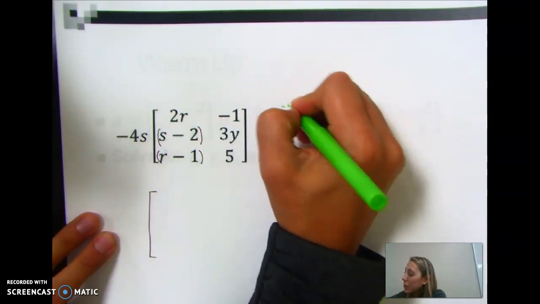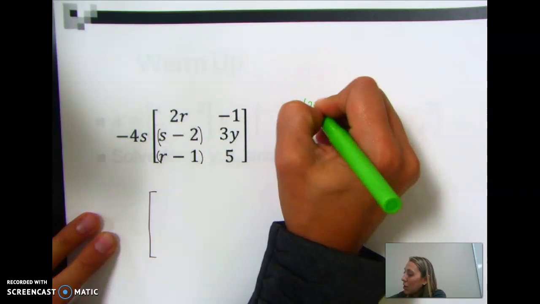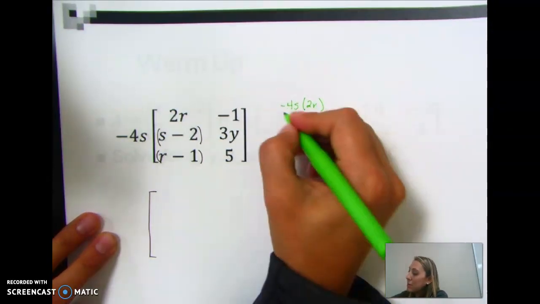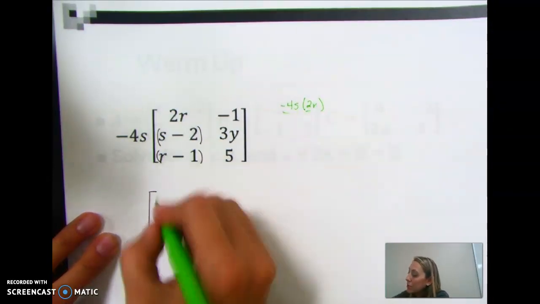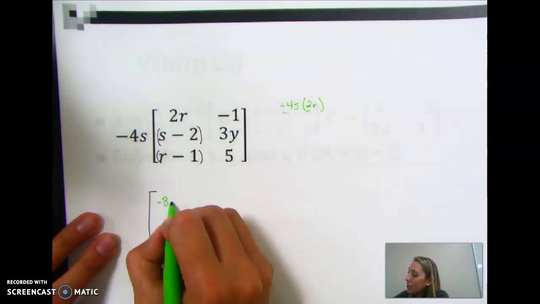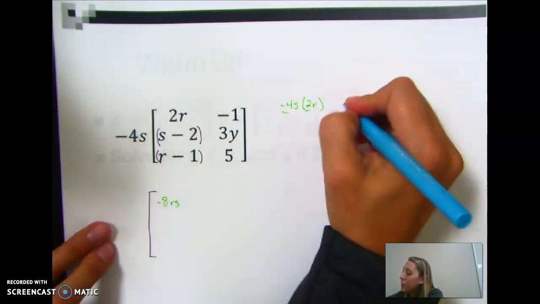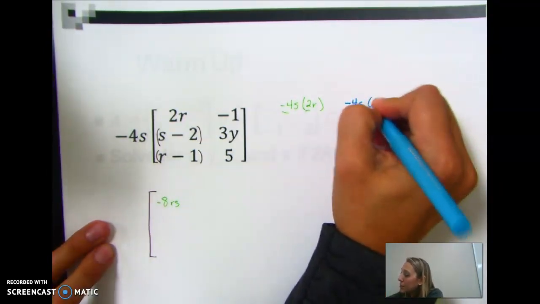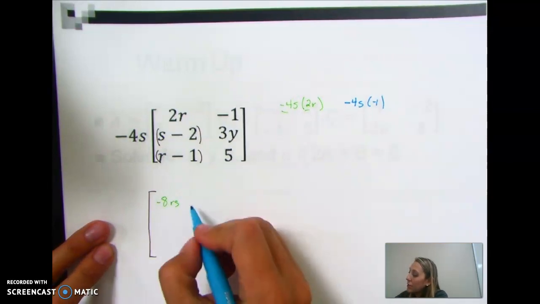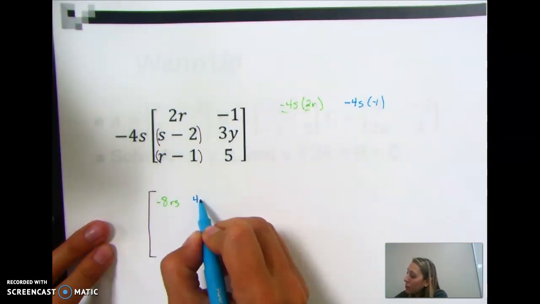So I have negative 4s times 2r. That gives me the two coefficients, which is negative 8, and rs, or sr. Then I'm going to do that again, but I'm going to do negative 4s times negative 1. That just gives me a positive 4s.